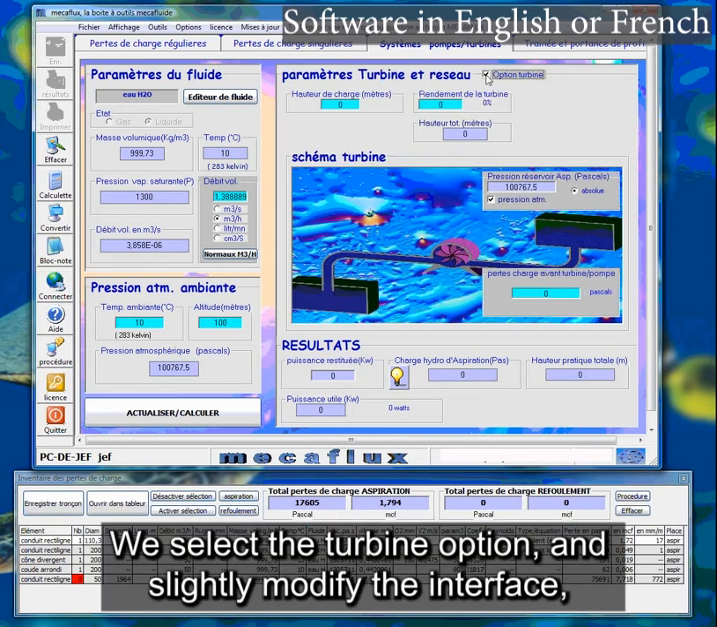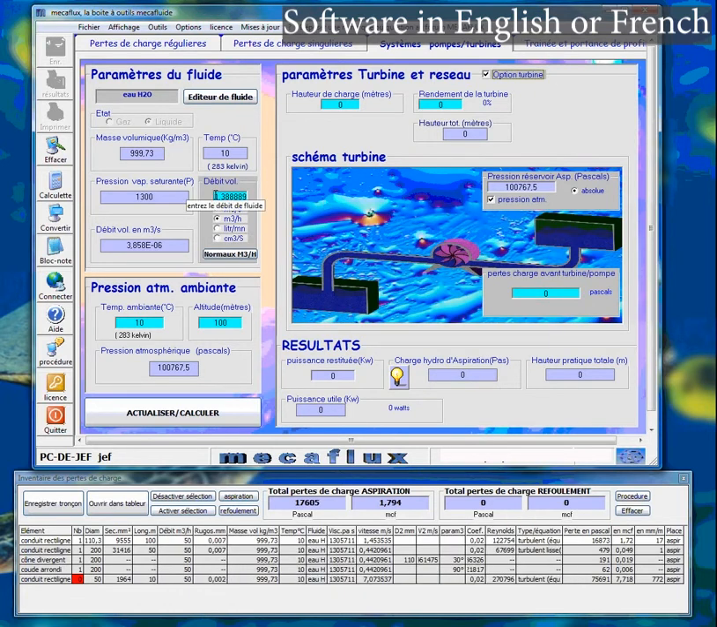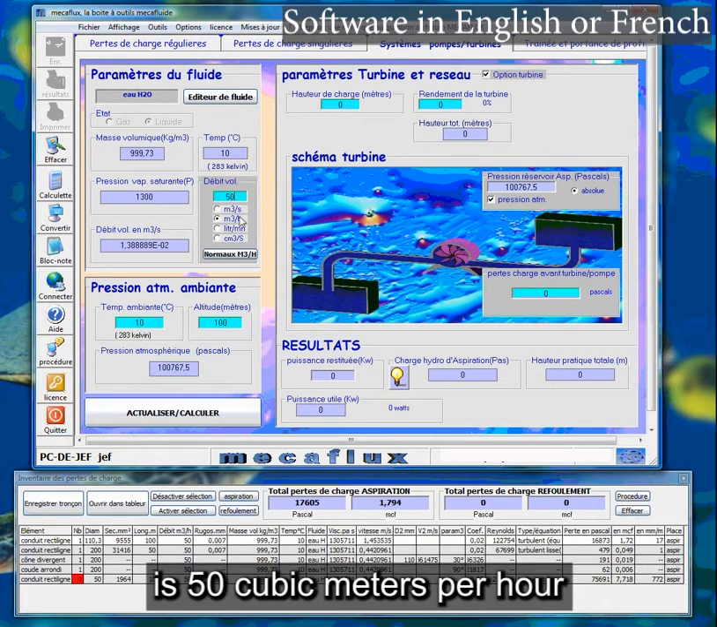We select the turbine option, and slightly modify the interface, so that it is adapted to the calculation of turbines. We estimate that the flow rate of our water catchment is 50 cubic meters per hour.